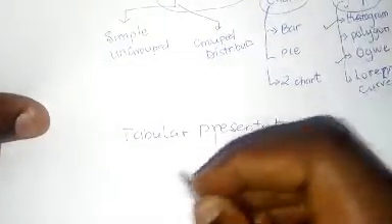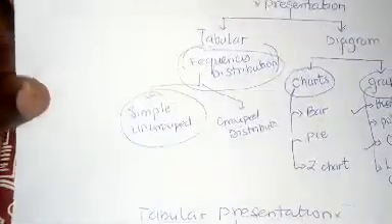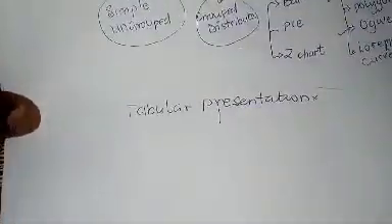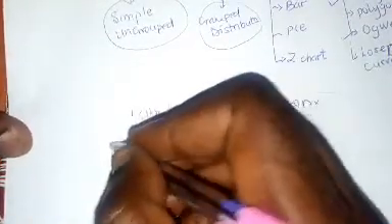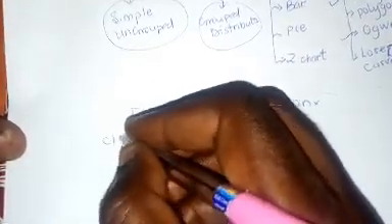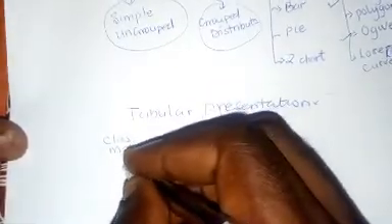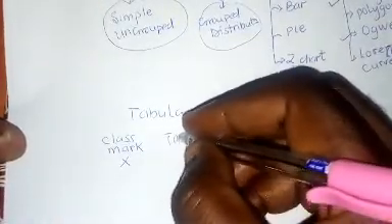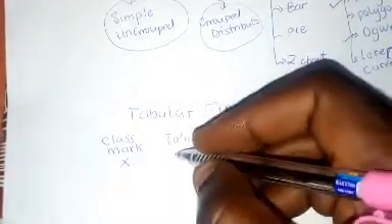All right, so tabular presentation, like I said, could be a simple frequency distribution, or a grouped frequency distribution. For a simple frequency distribution, we are going to have something like the class mark. The class mark is always represented by X. Then we are going to have something like tally. What is tally? Tally is nothing but representing observations by stroke.